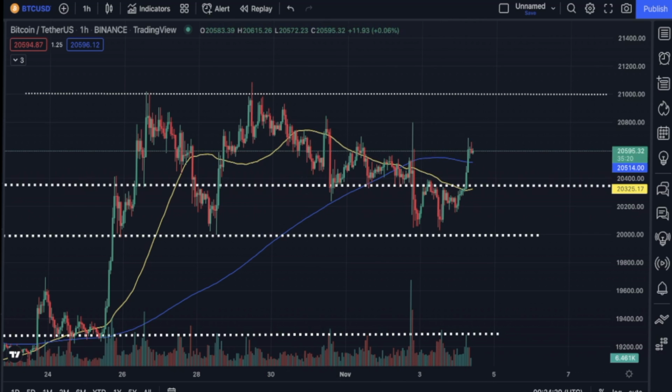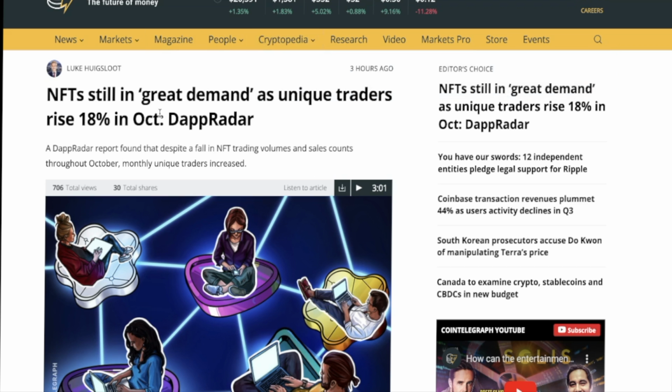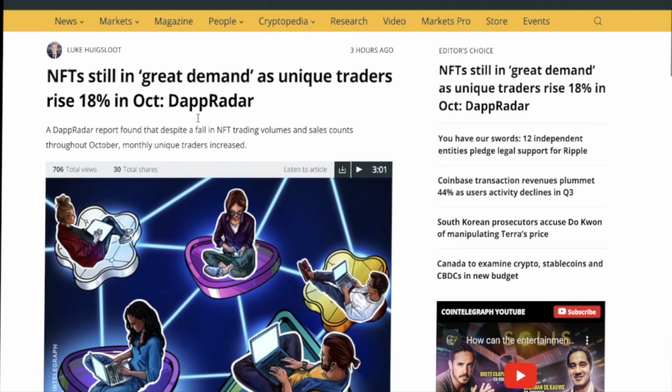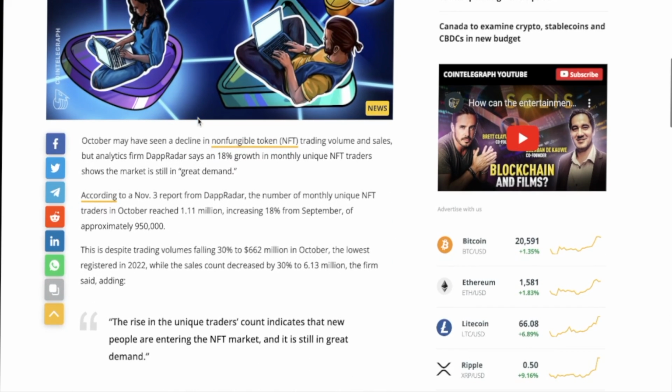Now, the last thing I want to mention on today's video is this article we got on Cointelegraph that basically says that NFTs is still in great demand as unique traders rise 18% in October by DappRadar data. So, as you might know, NFT prices and trading volume has dropped significantly from the highs it had in 2021 and even at the start of this year. However, the fact is that the unique traders, aka user adoption, is increasing monthly by 18%.